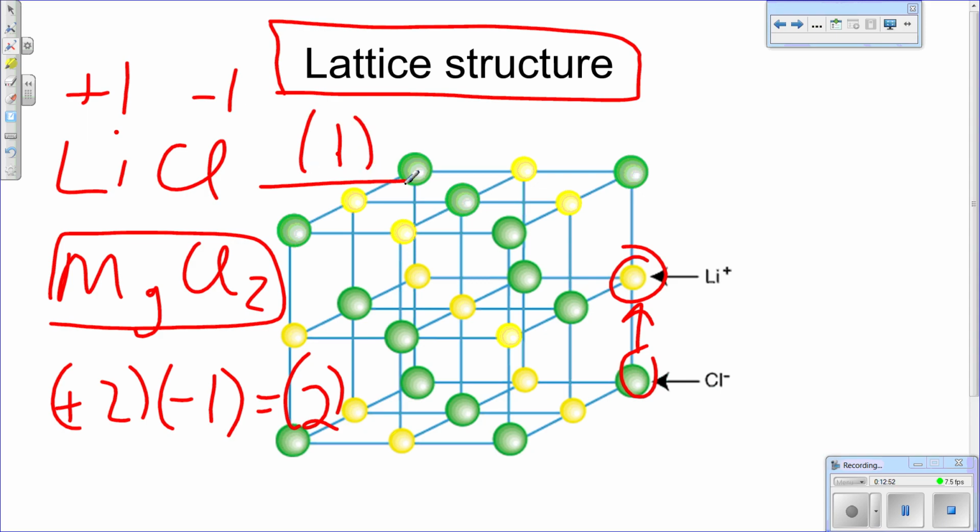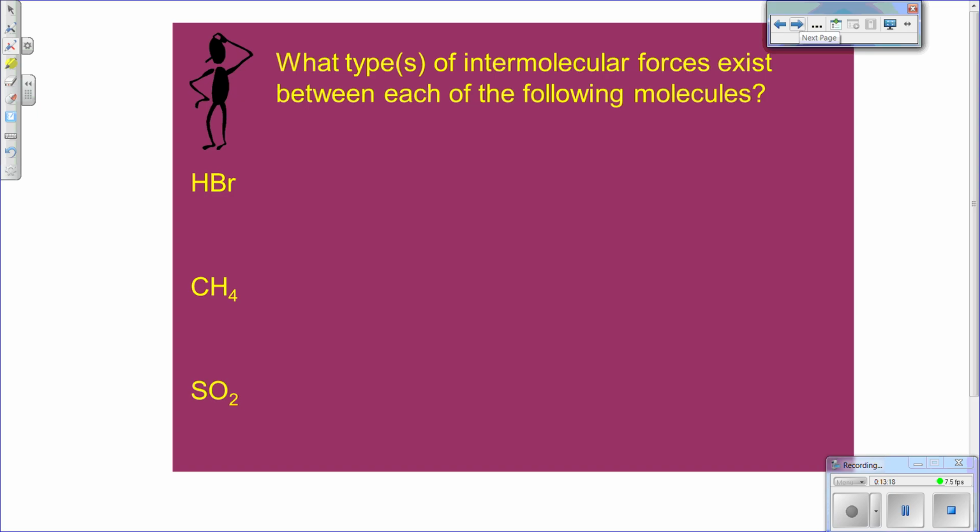You're not going to have to do all the math on the AP exam, but you're inferring based on the charge what the strength of the forces holding them together is. So automatically you would say MgCl2 has a greater melting point because the charges on the ions are larger. Larger charges on the ions means higher ionic forces holding it together, which means a higher melting point. All right, here we go.